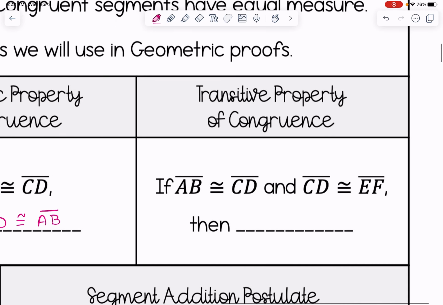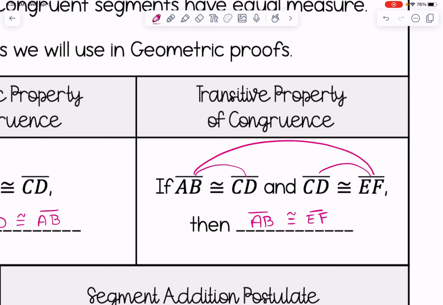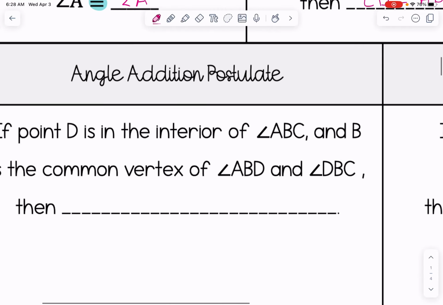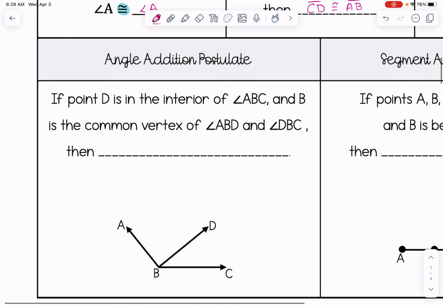Finally, the transitive property of congruence says that if AB is congruent to CD and CD is congruent to EF, then AB is congruent to EF. Basically, if these two are congruent and these two are congruent, these missing pieces, AB and EF, must also be congruent. Okay, then we also have two postulates. One is called the angle addition postulate, and one is called the segment addition postulate.